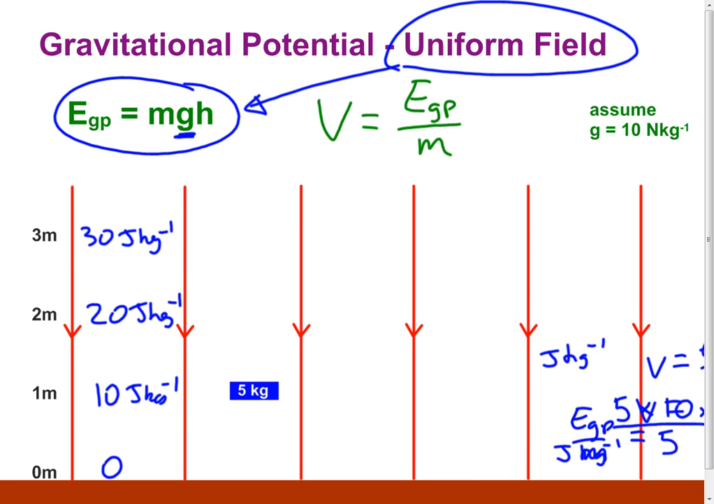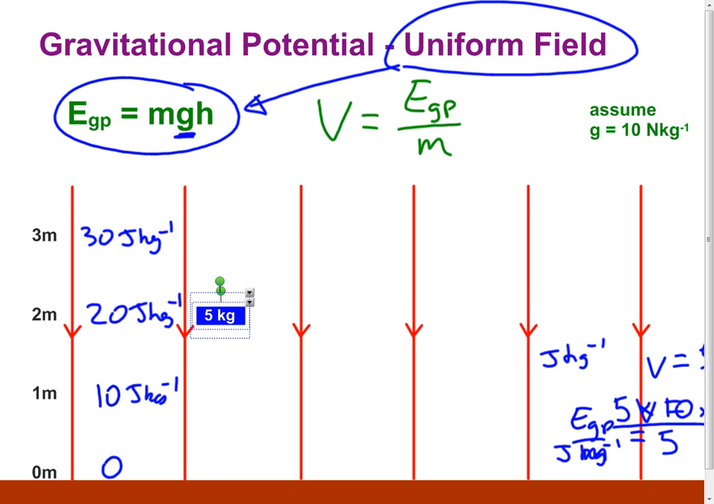So what the potential is telling you is how much potential energy a unit mass at that point would have. Here at this point, at 1 metre in height, each kilogram has 10 joules of gravitational potential energy. So if I've got 5 kilograms, it's going to have 5 times 10, 50 joules of gravitational potential energy.